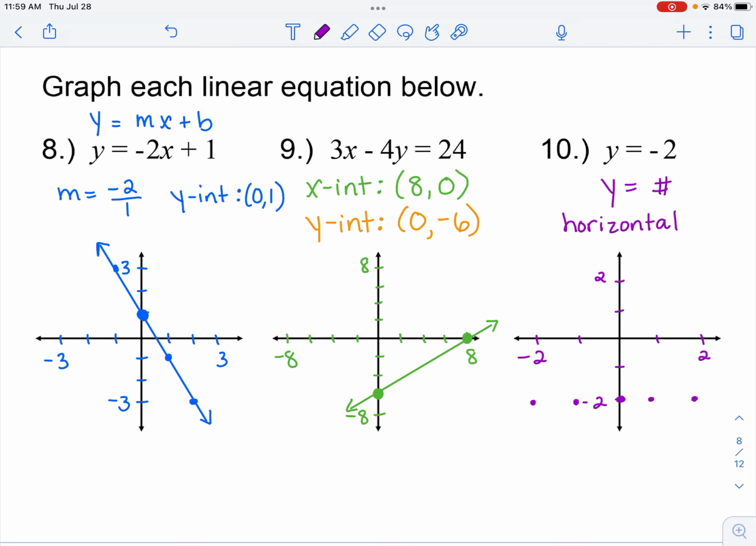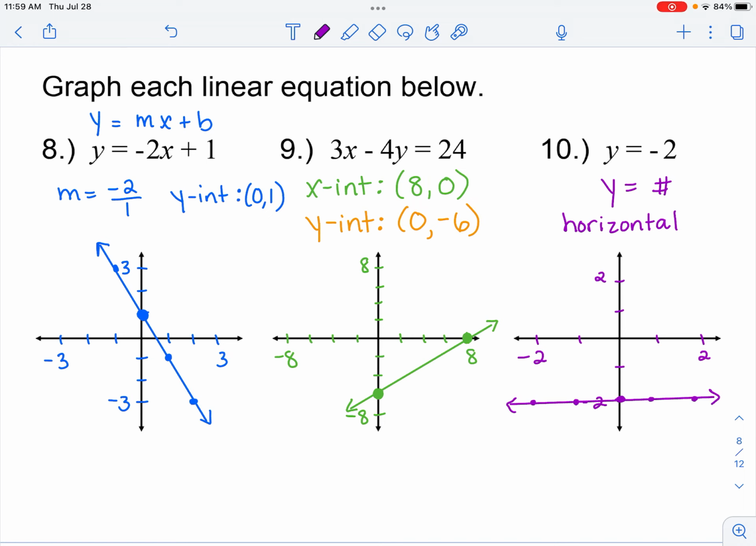X can be anything you want. Y will always be negative 2. So I'm going to draw a horizontal line going through all these points. And again, I want to extend to show that it keeps going. And we should have a nice horizontal line there. Okay. So that's graphing linear equations.